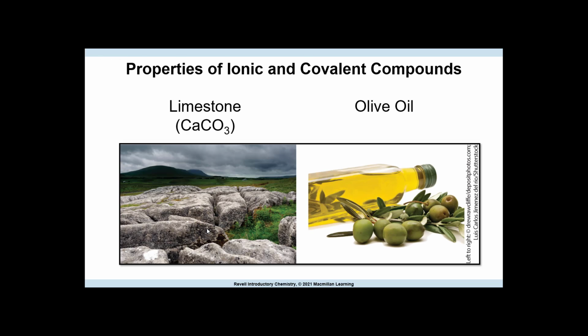So the differences in ionic and covalent bonding lead to many unique physical properties. Limestone is composed of calcium carbonate, an ionic compound. Olive oil is composed of covalent molecules containing carbon, hydrogen, and oxygen. The properties of any compound, from a hard solid like limestone to a liquid like olive oil, arise from the types of elements and bonds that are present.